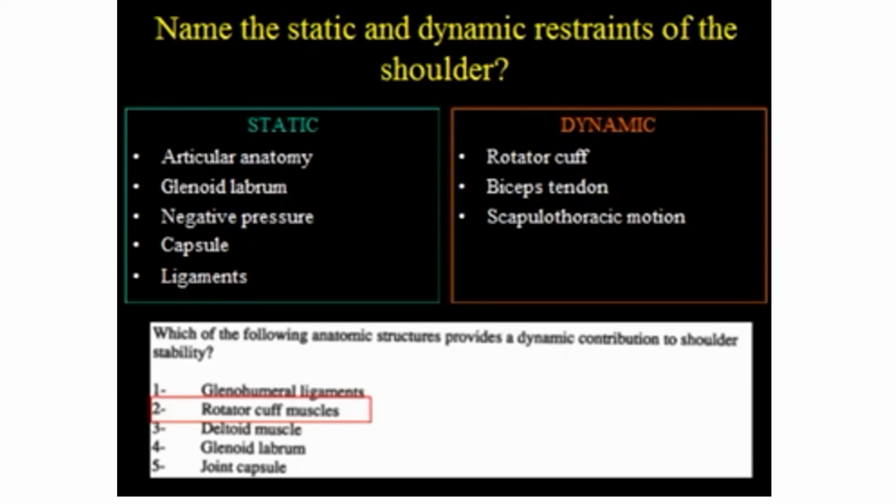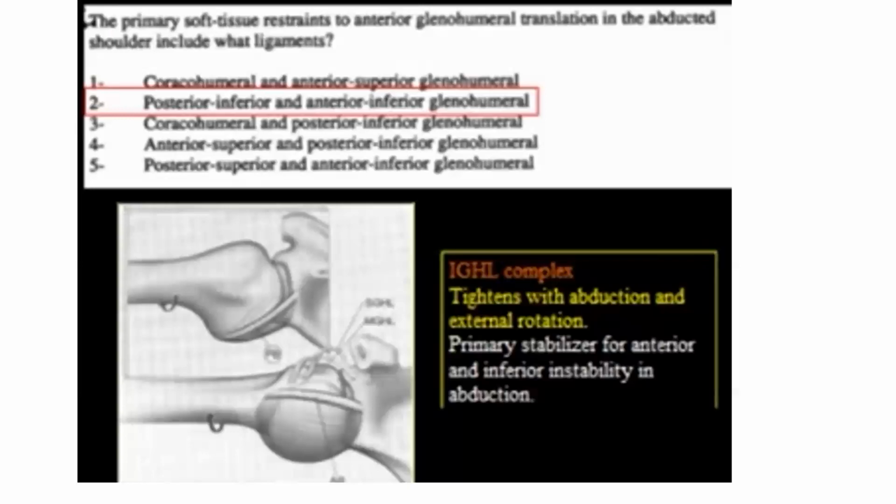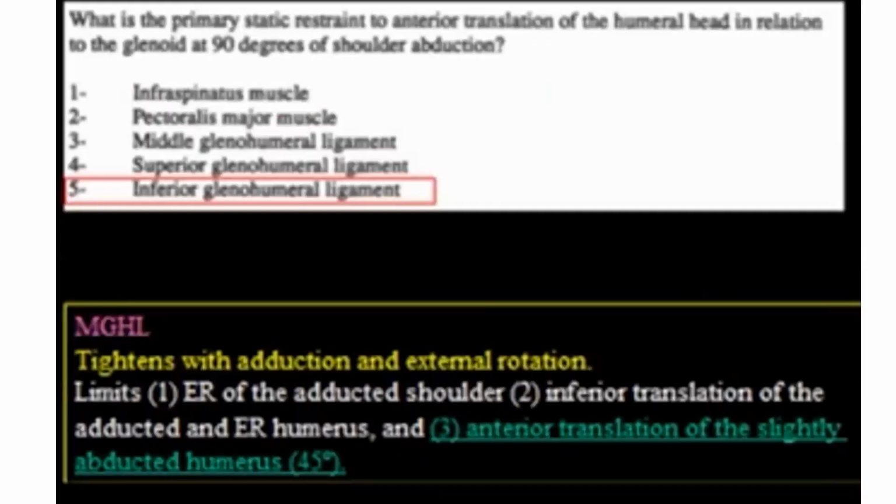We spoke about the glenohumeral ligaments, the superior, the middle, and the inferior. You have to think of this. The dynamic includes the rotator cuff, the biceps tendon, the long head, and the scapulothoracic motion. This shows you the glenohumeral ligaments, each one and its function. بدي منكم تطلعوا على السلايد وتحفظوا شو قايلين عنه. These are more diagrams of the superior, middle, and inferior glenohumeral ligaments, and each one is discussed separately. You have to review this.